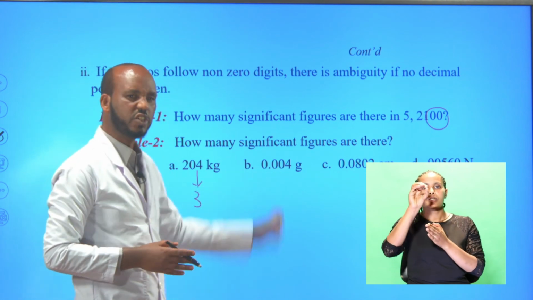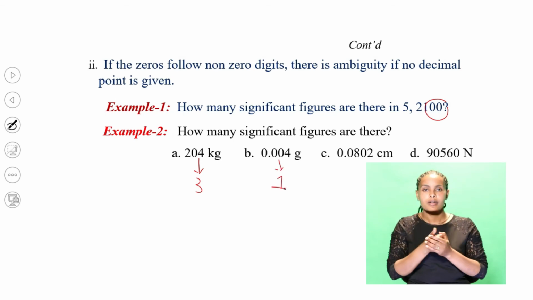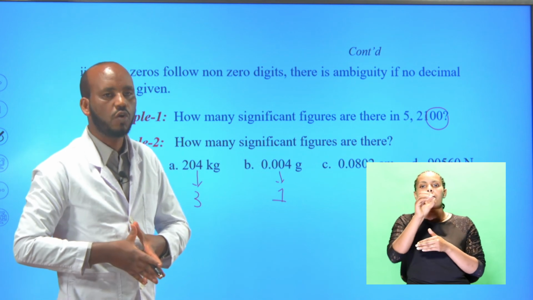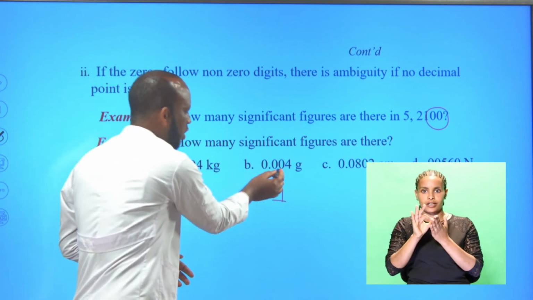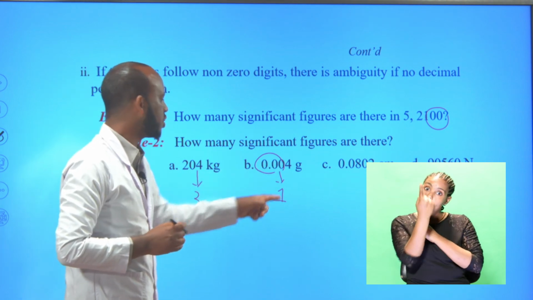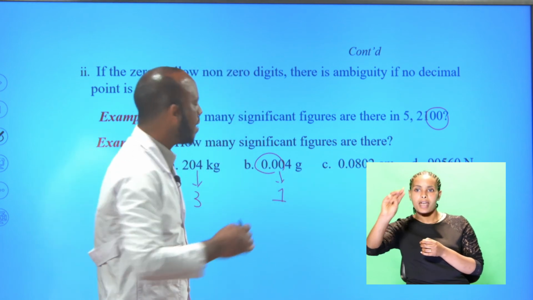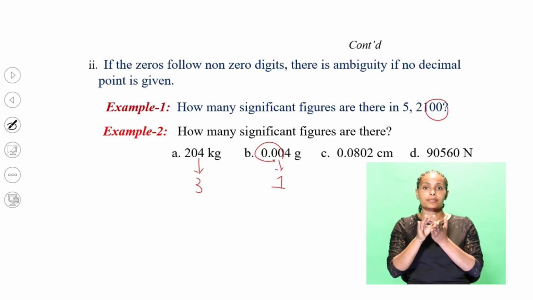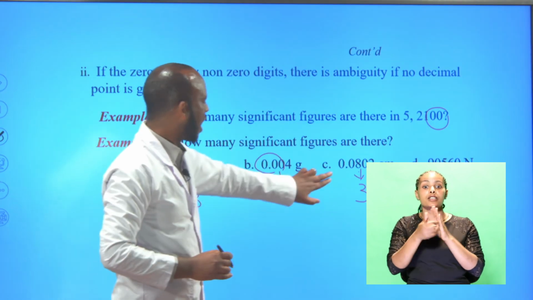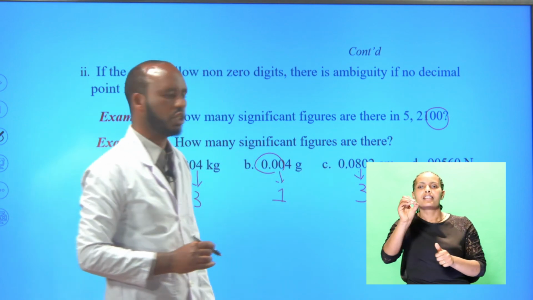0.004 gram. This number has one significant figure. Zeros are not significant if they are not preceded by non-zero digits. Therefore, these zeros are not significant. This number has only one significant figure. 0.0802 centimeter. This number has three significant figures. These zeros are not significant because they are not preceded by non-zero digits.